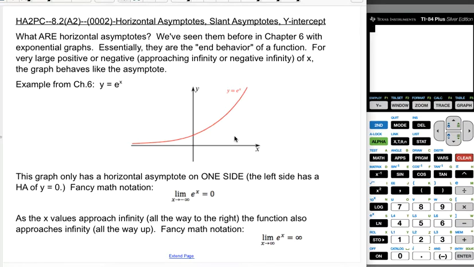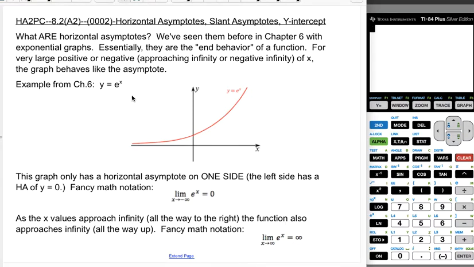So we've seen these before. In Chapter 6, we saw this with exponential graphs. Essentially, they're the end behavior of a function for a very large positive or very large negative, meaning approaching infinity or negative infinity value of x. So graphs behave like that asymptote for those huge values.